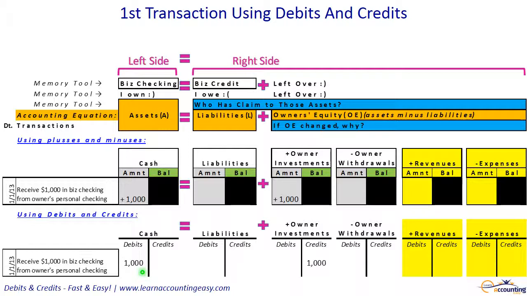Now, another one of our rules said that in any given transaction, the debits have to equal the credits. So for this one, we know that the other account affected is owner investments. Since we have a debit over here, we've got to put a credit over here. And the accounting equation is in balance. The 1,000 equals 1,000.